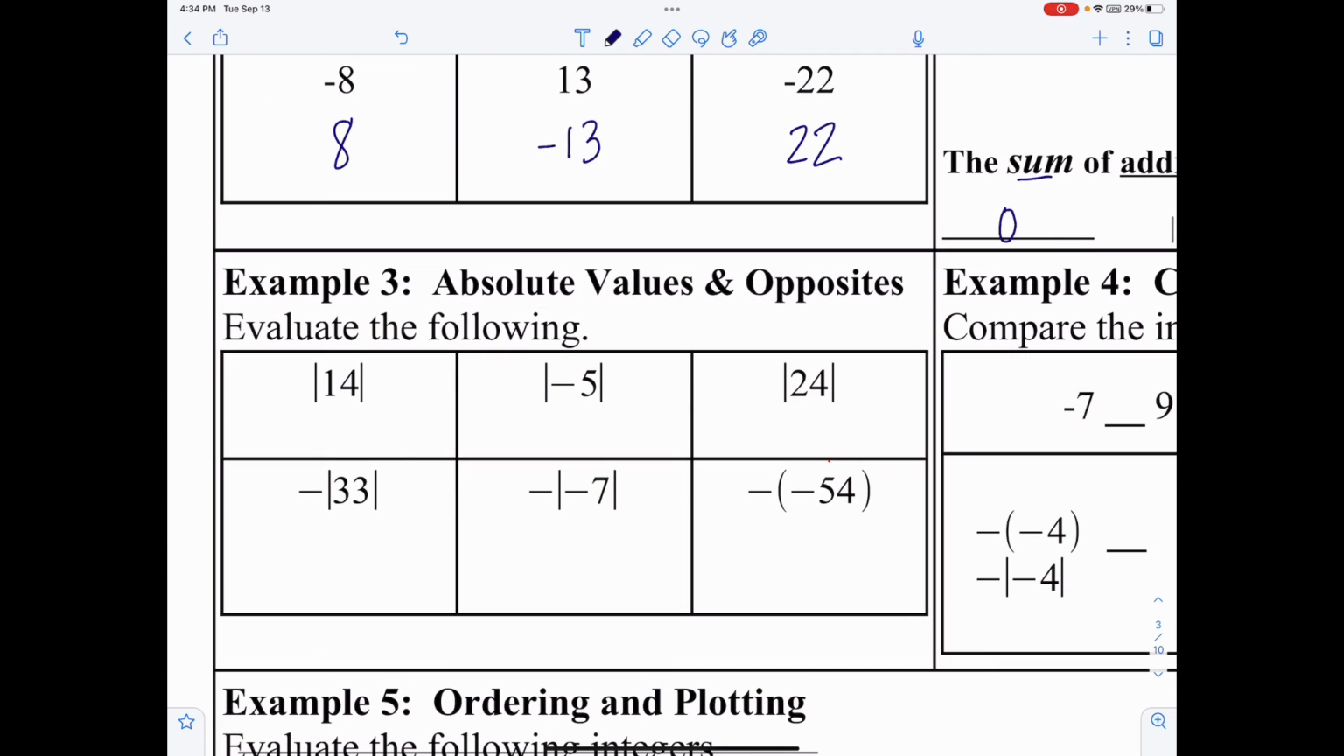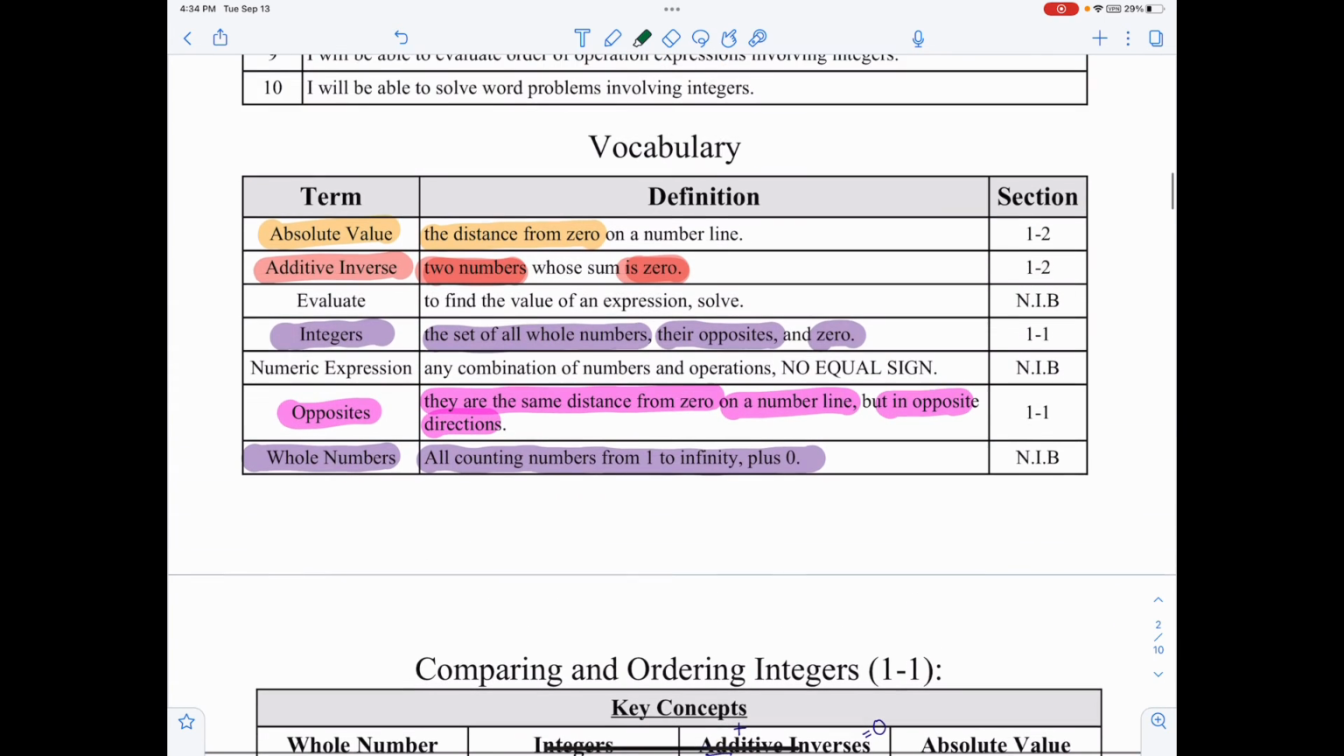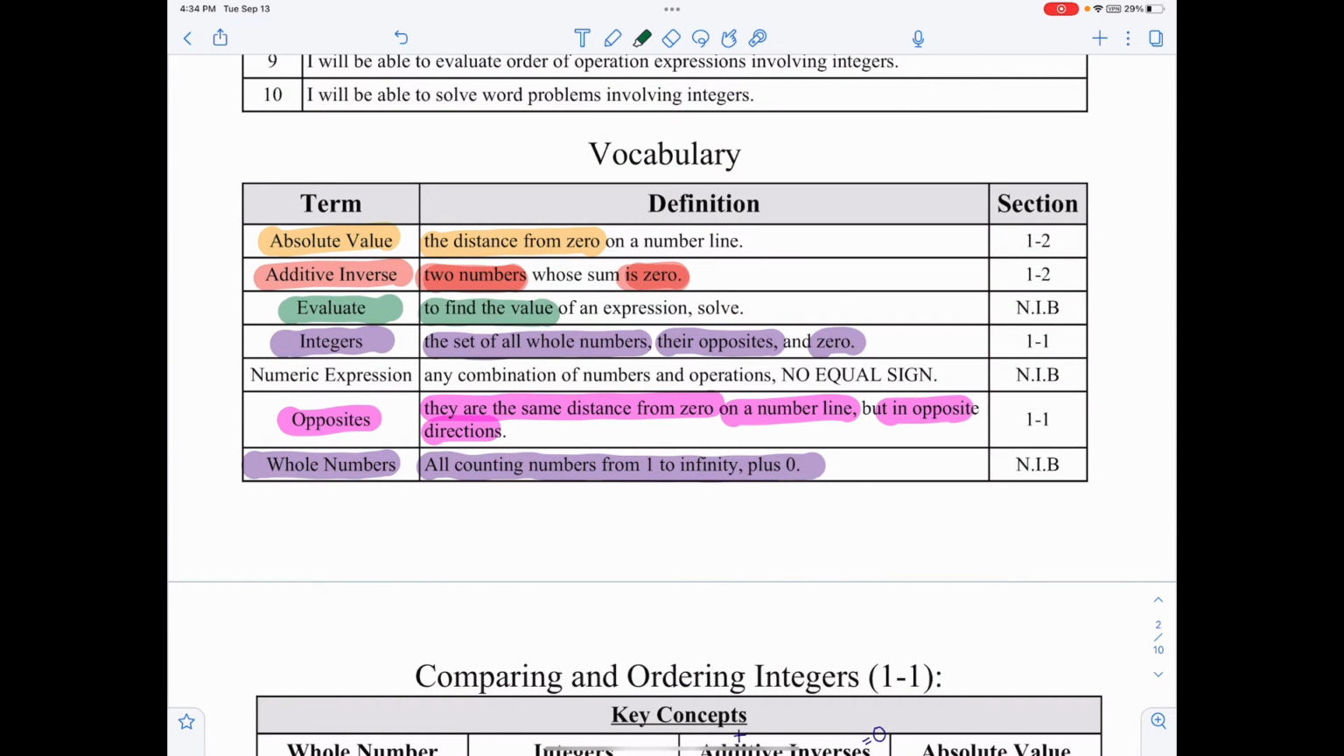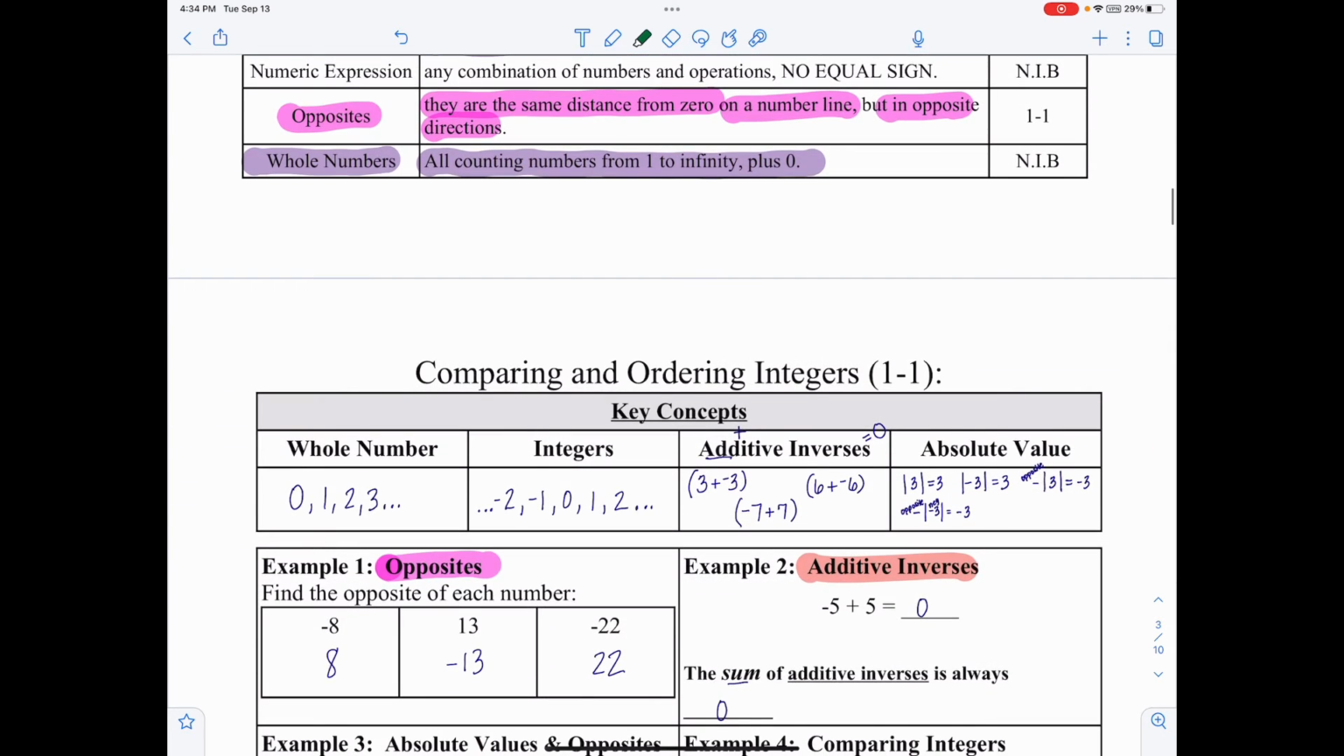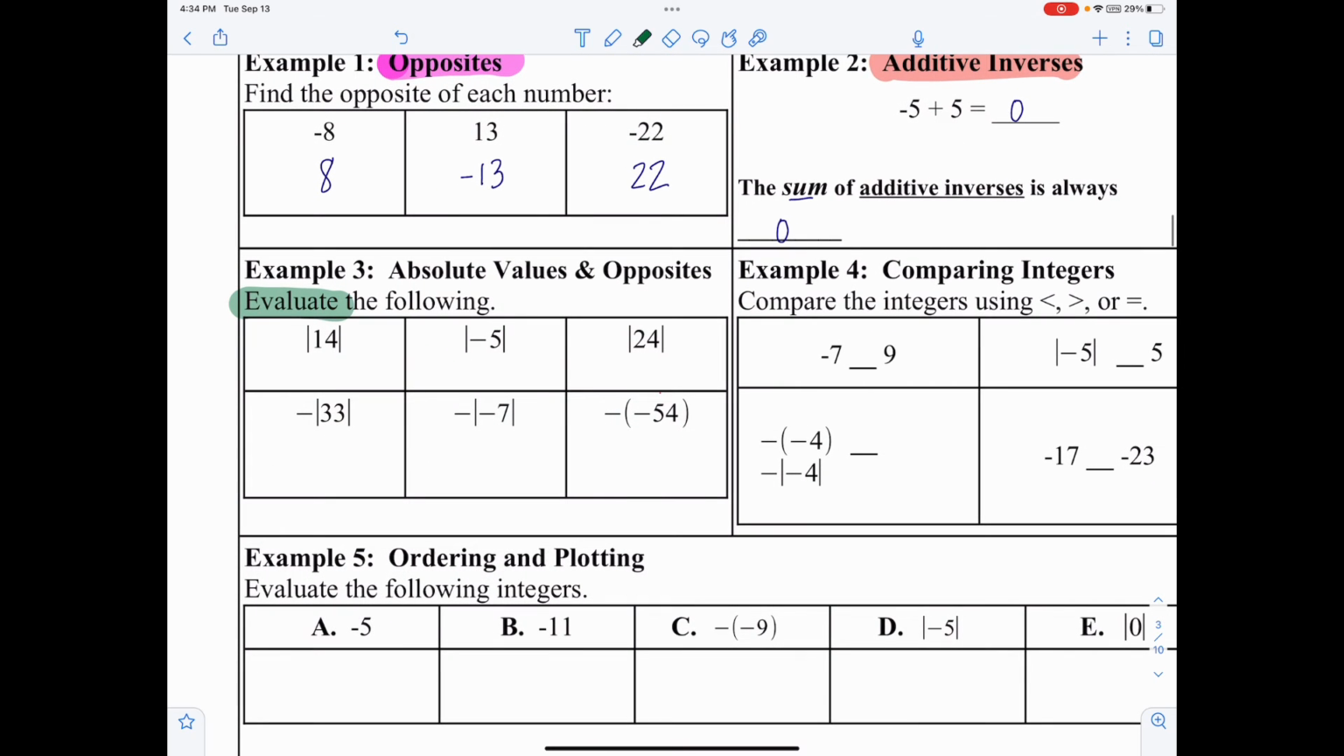All right, next one. We see this word evaluate here. I'll use the highlighter. When we're evaluating, here's what that means if we look up at our vocab. Evaluating just means to find the value of an expression. So essentially solve it, but there's no equation in these particular problems. So here we go with evaluating. So what is the absolute value of 14? How far am I away from 0? Well, I'm 14 away. How far am I away from 0 if I have a negative 5? So what's the absolute value of negative 5? It's just 5. Absolute value of 24 is 24.